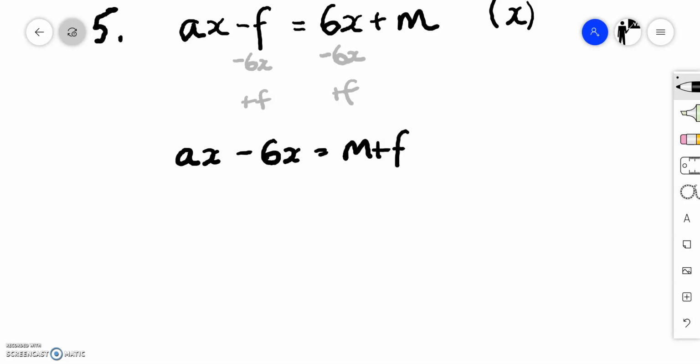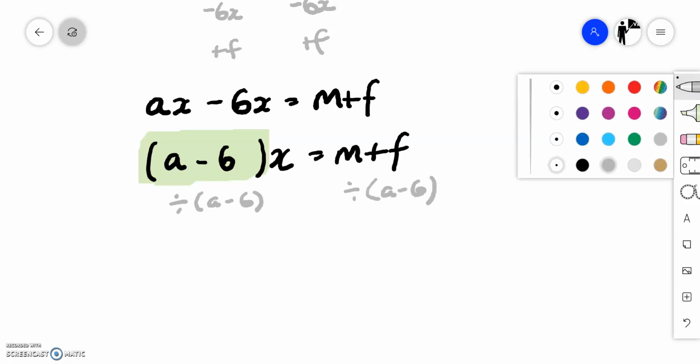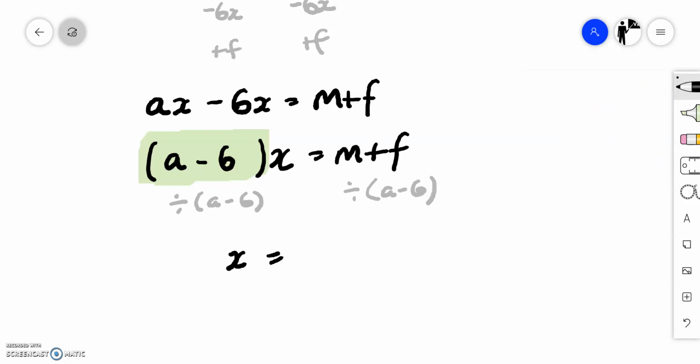And if we do that, I would have a minus 6. And x is a common factor. But in this example, I'm just going to write that at the back. It's the same thing. That's m plus f. So if I want to make x the subject of the formula, it's being multiplied by a minus 6. So to get x on its own, I'll need to divide both sides by a minus 6. And that's going to give me x equals m plus f over a minus 6.